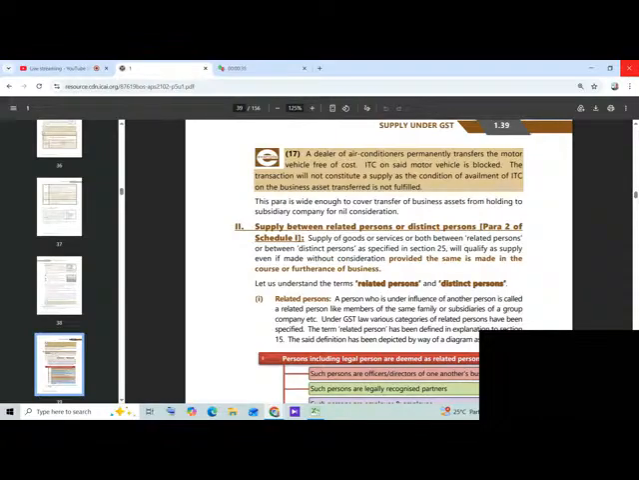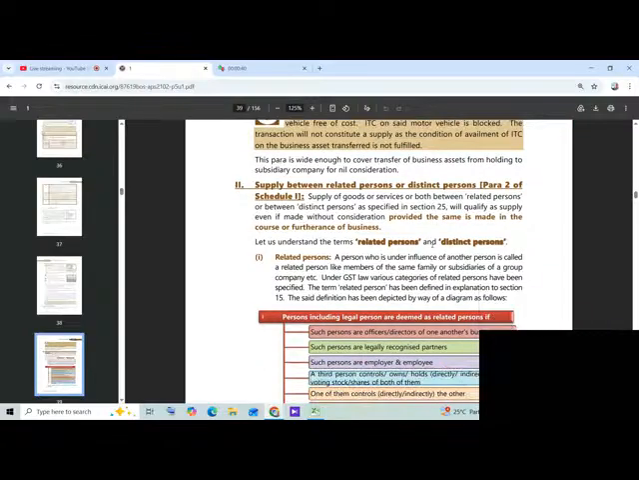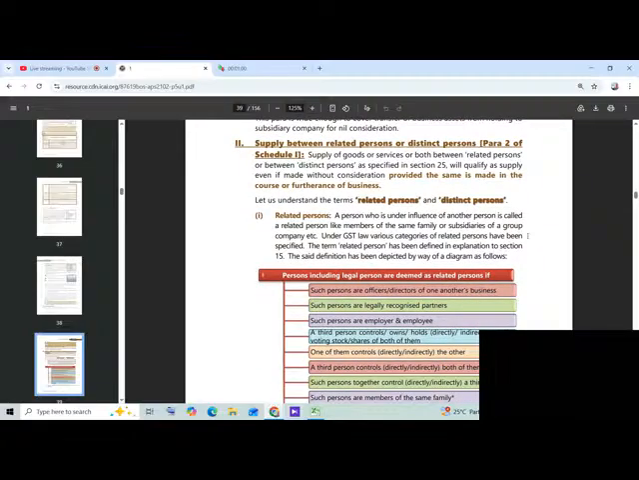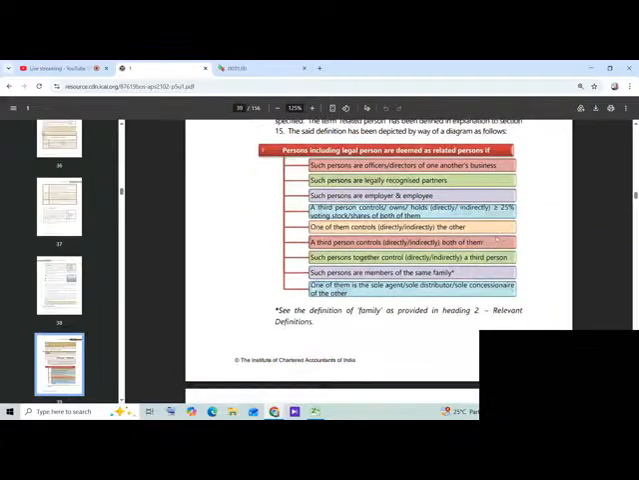Let us understand the terms related persons and distinct persons. A person who is under the influence of another person is called a related person, like members of the same family or subsidiaries of a group company. Under GST law, various categories of related persons have been specified. The term related person has been defined in the explanation to section 15. The said definition has been depicted by way of a diagram as follows.